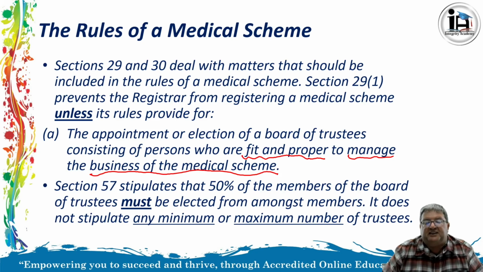Section 57 stipulates that 50%, so half of the members of the board of trustees, must be elected amongst members. So that must be members of the scheme. So half of the trustees must come from the members of the medical scheme. It does not stipulate any minimum or any maximum number. So they can have 5 trustees or 20 trustees or 30. There's no minimum or maximum.